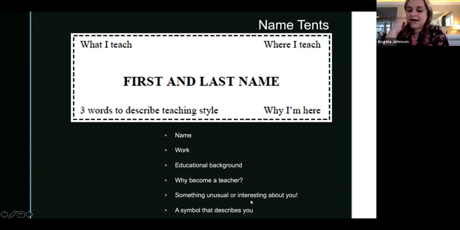Now with your students, how could you do this name tent? Maybe change this name tent to something else. Maybe it could be about their favorite toy. It could be about their favorite food. I mean, you can change it up. It could be about their favorite content at school, their favorite activity or hobby or something. You can get really creative about this.